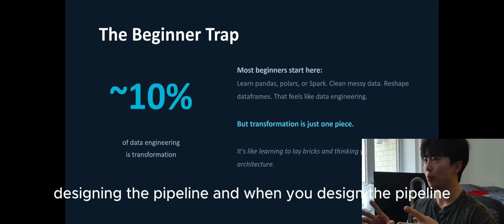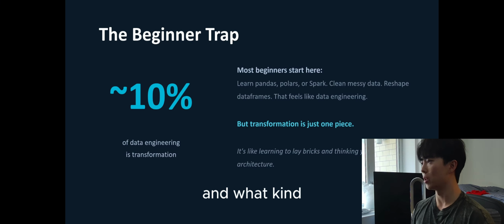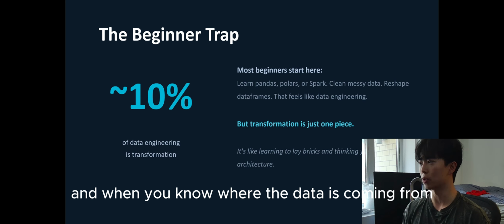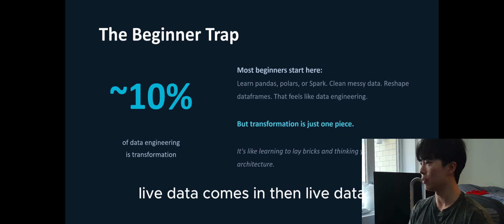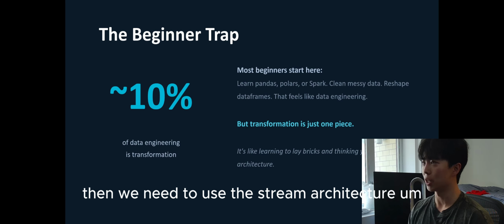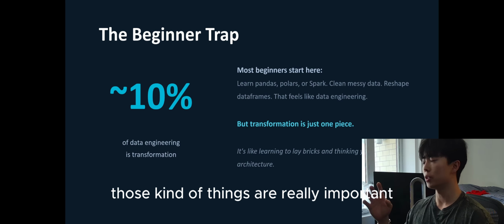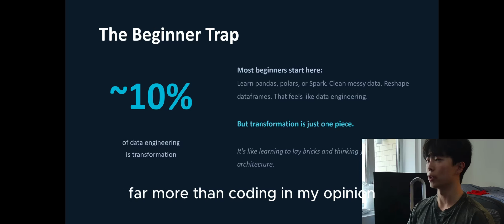So when you design the pipeline, you need to know where the data is coming from, let's say IoT devices, apps, or websites. If live data comes in, then we need to use a stream architecture. Those kinds of things are really important, far more than coding, in my opinion.